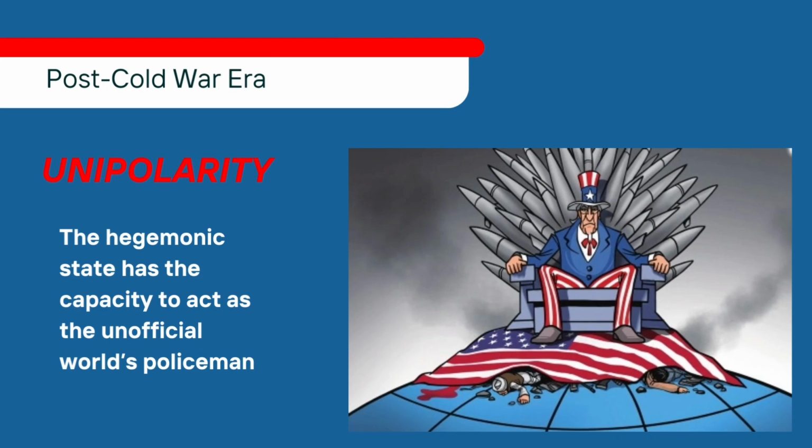After the Cold War, the international system changed to a unipolar system. In a unipolar system, there is a single state classed as a superpower. In a system based upon unipolarity, the hegemonic state has the capacity to act as the unofficial world's policeman. In doing so, the hegemon maintains order within the inherently anarchic international system of states.